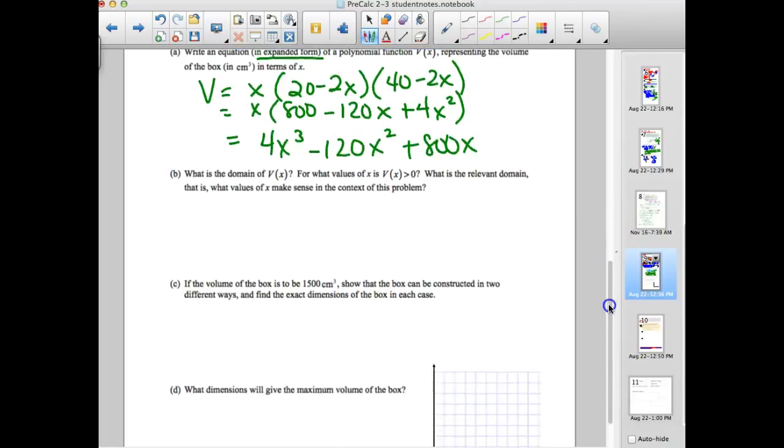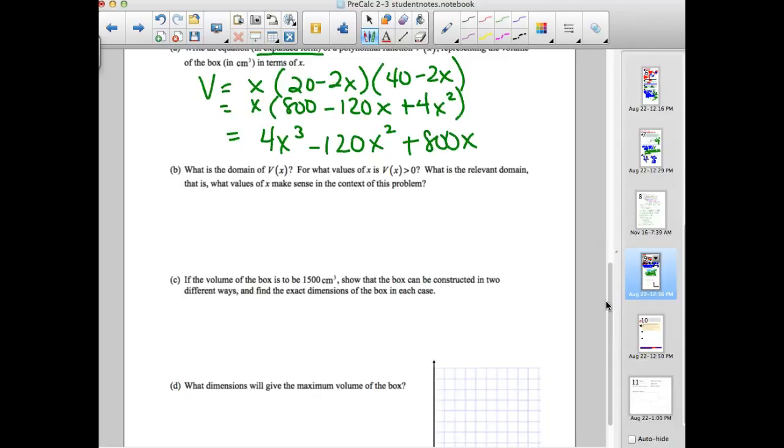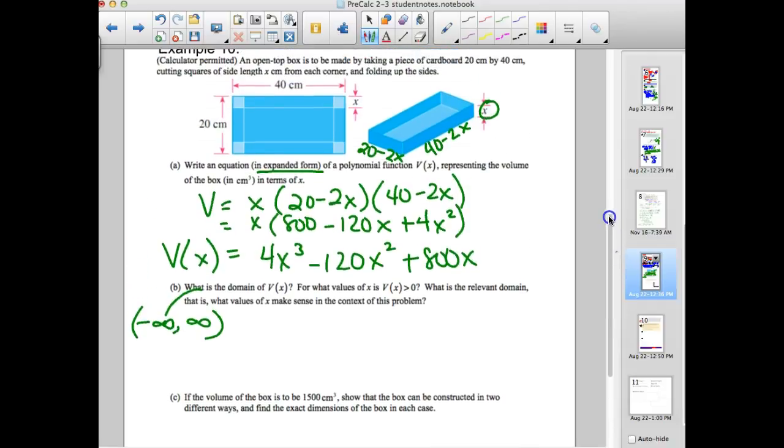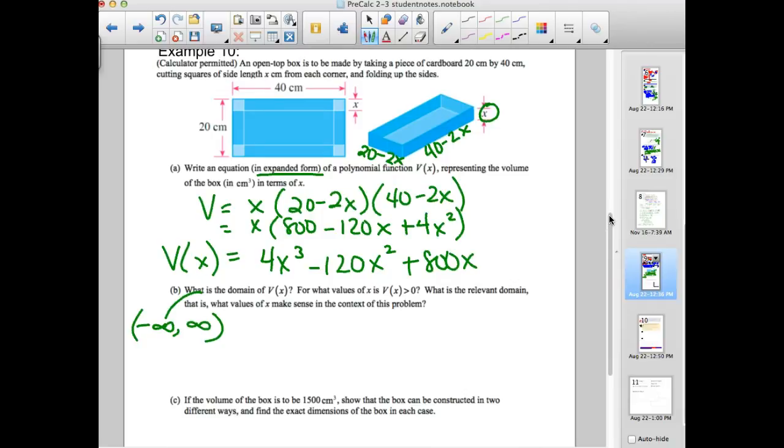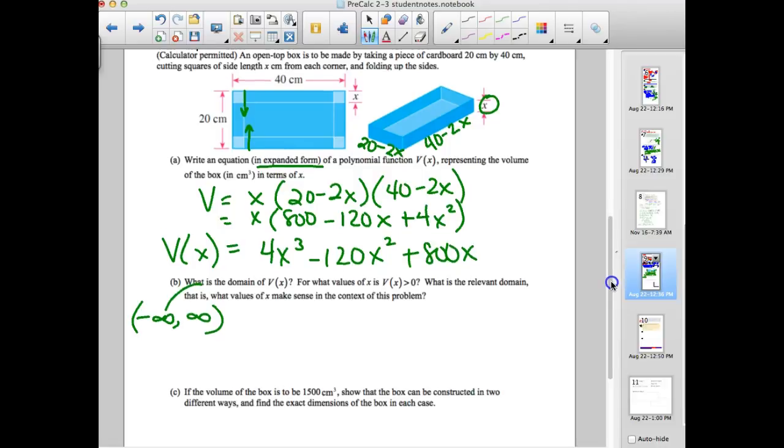Part B, it says, what is the domain of V of x? So if we just look at our equation here, our domain would be everything. But then it says, for what values of x is the volume positive, greater than 0, and what is the relevant domain? That is, what values of x make sense in the context of this problem? So again, if you think back to our piece of cardboard, our shortest side was 20. And if we start going in from either side, the maximum that we could cut off would be 10 centimeters, or we wouldn't have anything left to use.